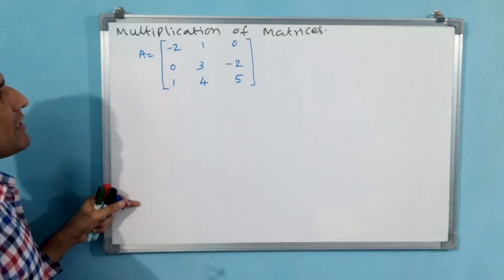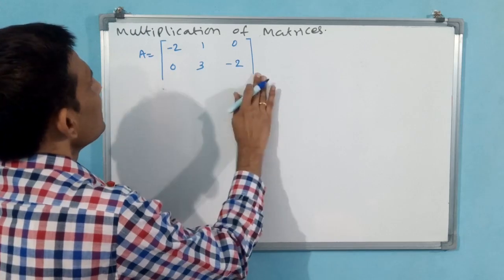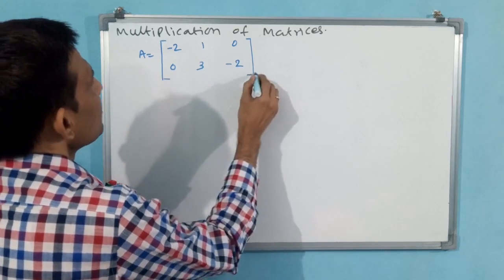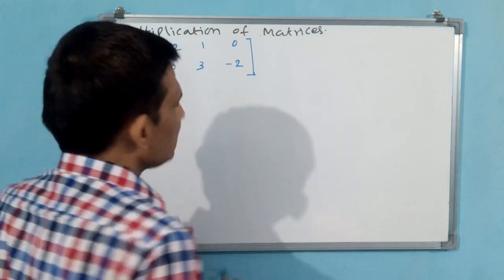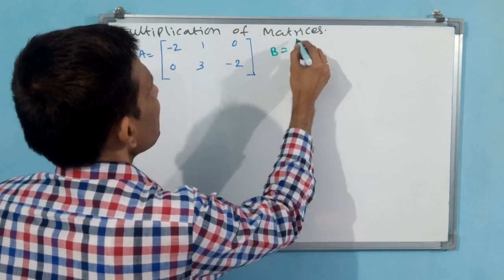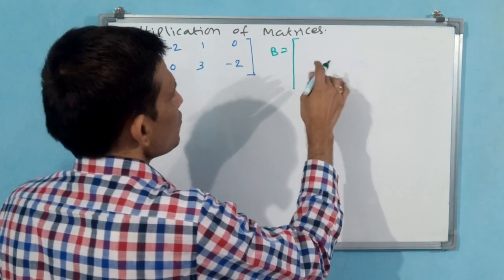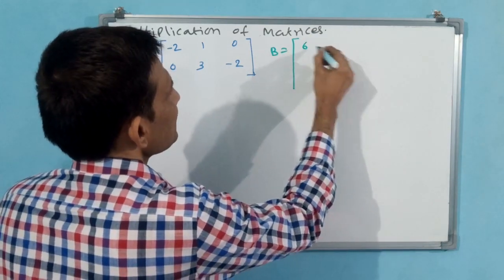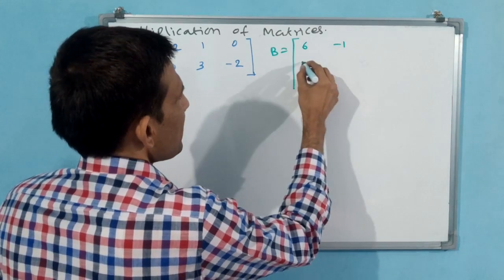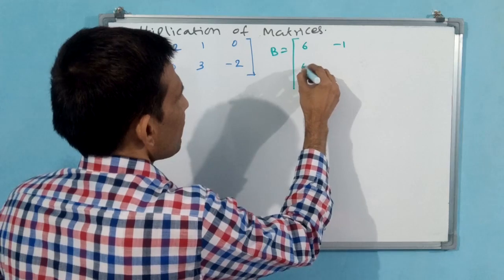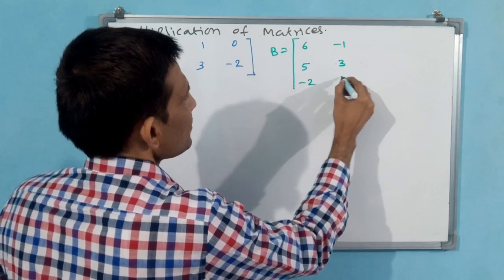Okay. Now what we wanted to take here, this is 2 by 3. You take up to here only. 2 by 3. Here 3 by 2 you have to take. 3 by 1 also you can take, but 3 by 2 we take. Okay. 3 rows, 2 columns we take. Okay. We take 6, minus 1, 5, 3, -2, 0.